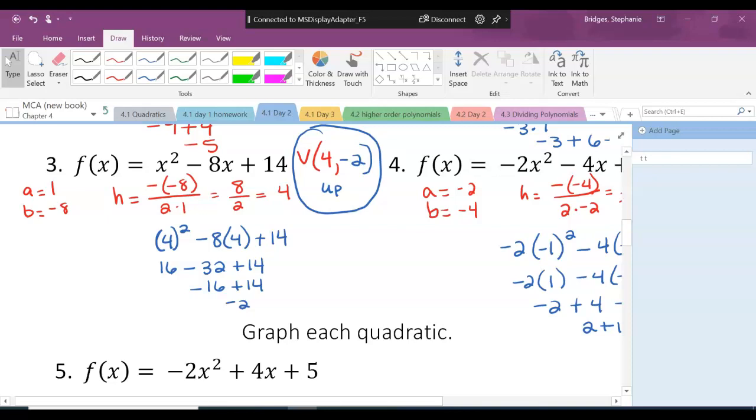Remember, it's always a U shape, not a V. Not any other kind of curvy stuff. It has to be the shape of a U, whether it's right side up or upside down.